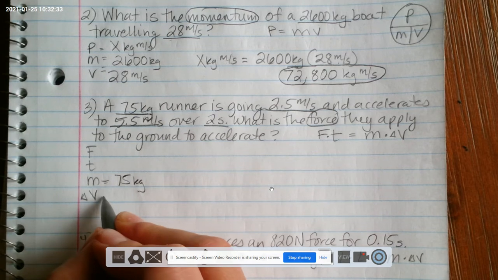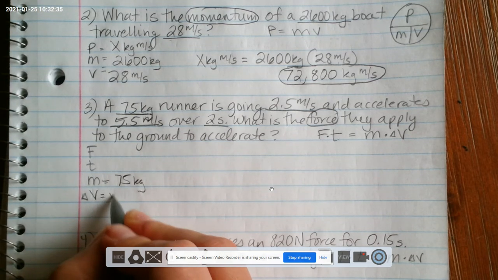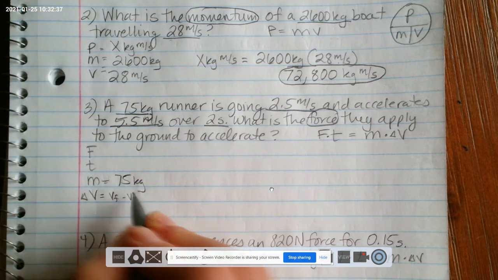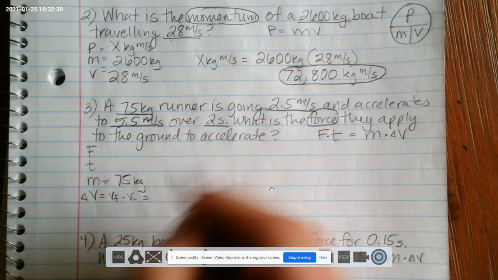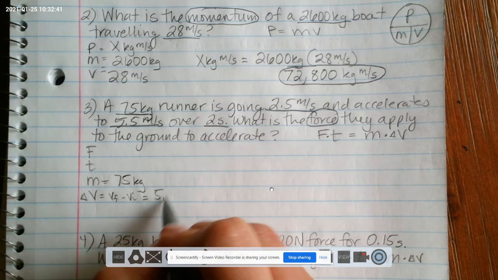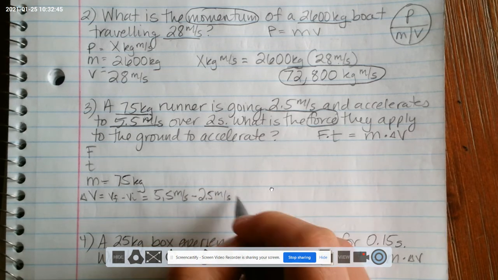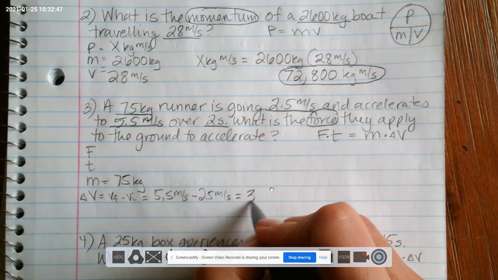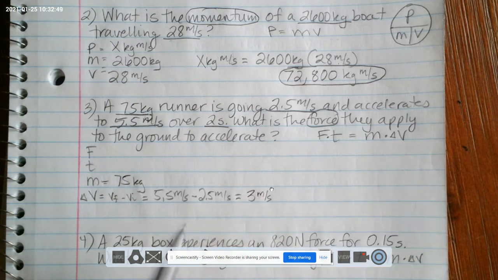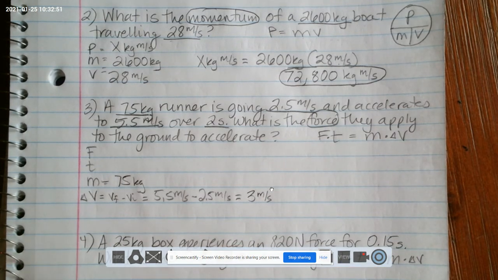So remember, to get change in velocity, it's going to be final velocity minus initial velocity. So that'll be final velocity of 5.5 meters per second minus 2.5 meters per second, which is our initial velocity. That's going to give us 3 meters per second. So that is our change in velocity that we're going to use.